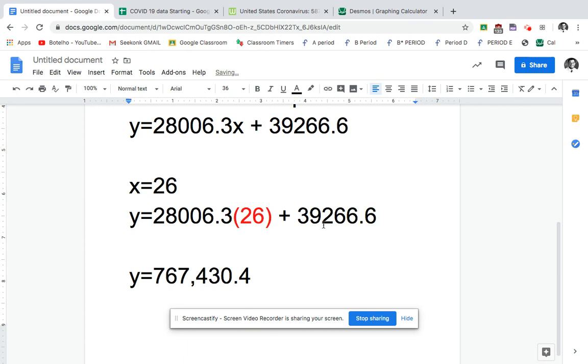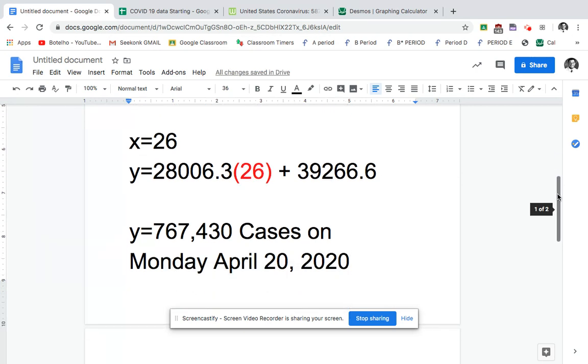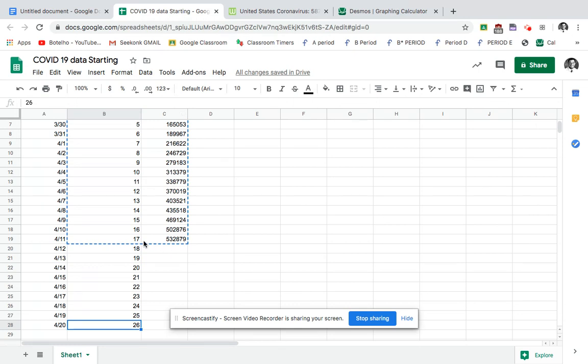Obviously you can't have 0.4 of a case, so maybe you just round it to that number. Cases on Patriots Day, Monday, April 20th, 2020. Again, this is just a prediction. And this line of best fit is already missing some data, because our data just stopped at the 11th, this past Saturday. Technically, I could have gone all the way up to, I think today's the 14th. I could have added 3 more numbers.